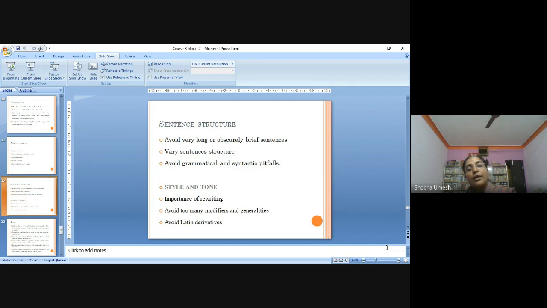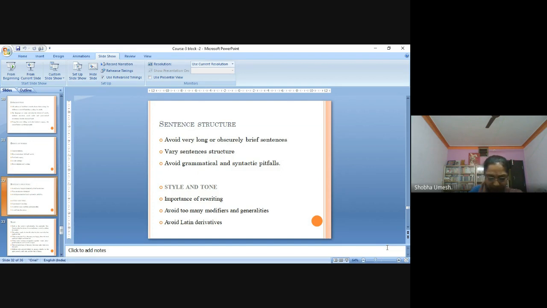Avoid very long and obscure sentences. So we have to write short sentences, and the sentences should not be very long, where they will not be able to understand the complicatedness of a sentence. So there should be a simple sentence structure. In writing for adults, sentences must be varied in structure.